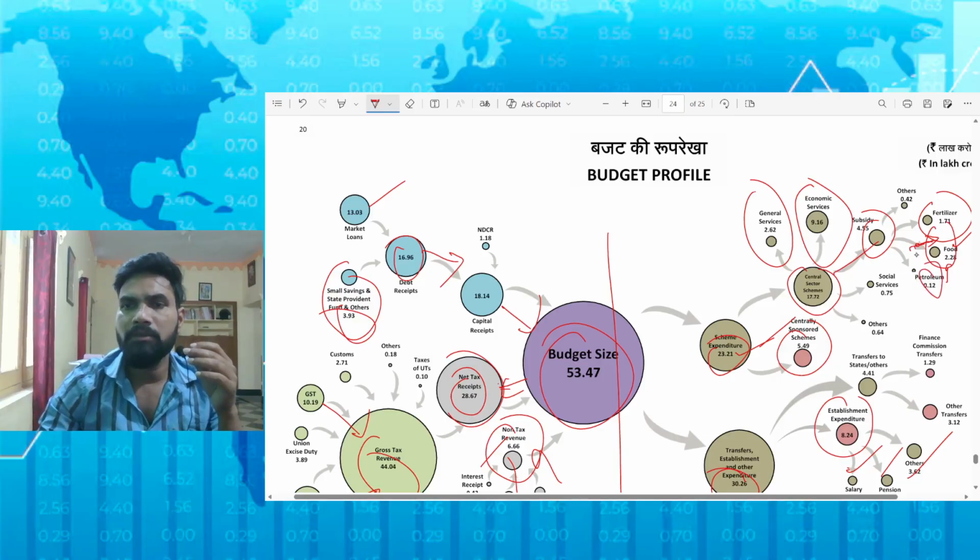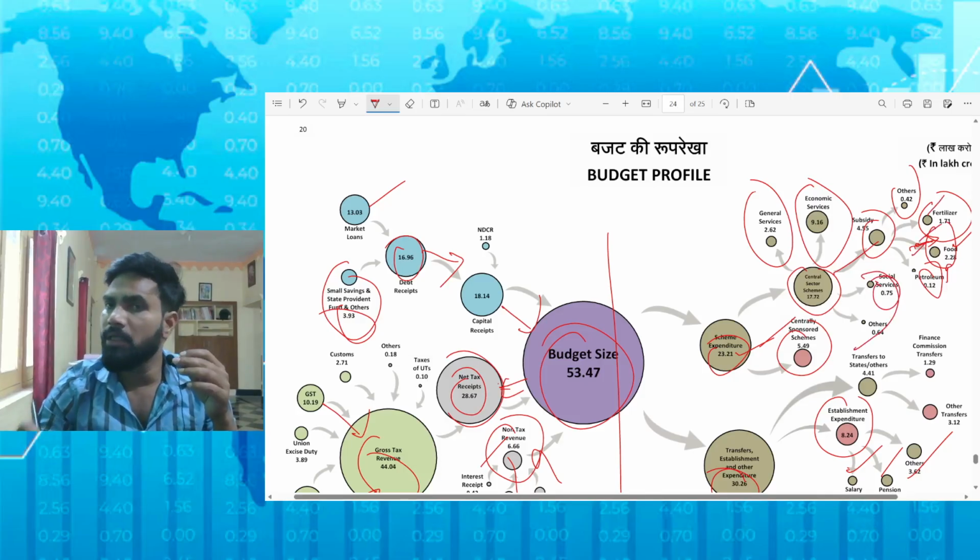Petroleum subsidy is 12,000 crore rupees. Then other subsidies, 42,000 crore rupees. Then social services, sorry, it's not part of subsidy. So these are the major subsidies. You try to remember the figures for the subsidies. You can directly quote them in the exam.